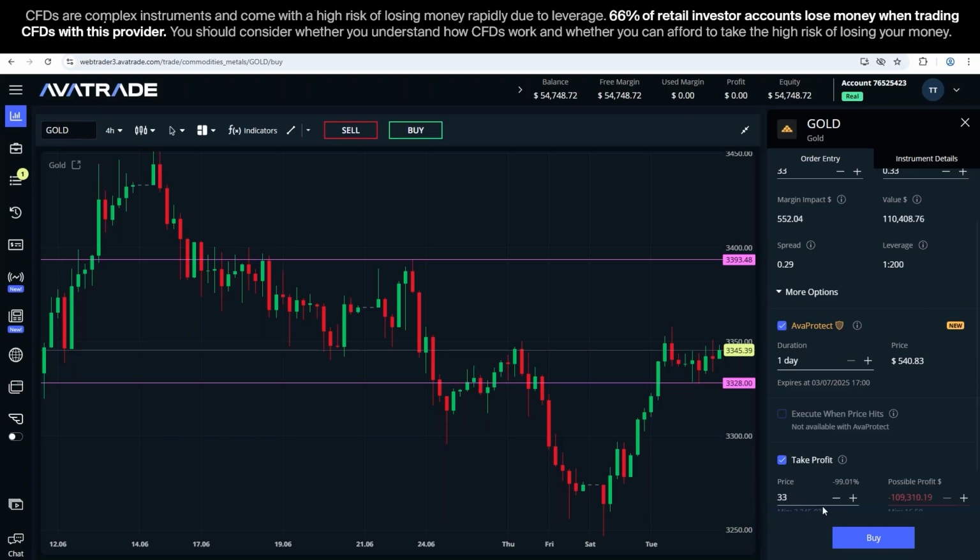So 33.93 gives me a potential profit of over 1,500. The cost of the protection is 540. Okay, and the benefit of paying the protection up front is even if it spikes the wrong way, and maybe I have my stop loss on a regular trade here, even if it comes down below that and then goes back up, I'm still in the trade.